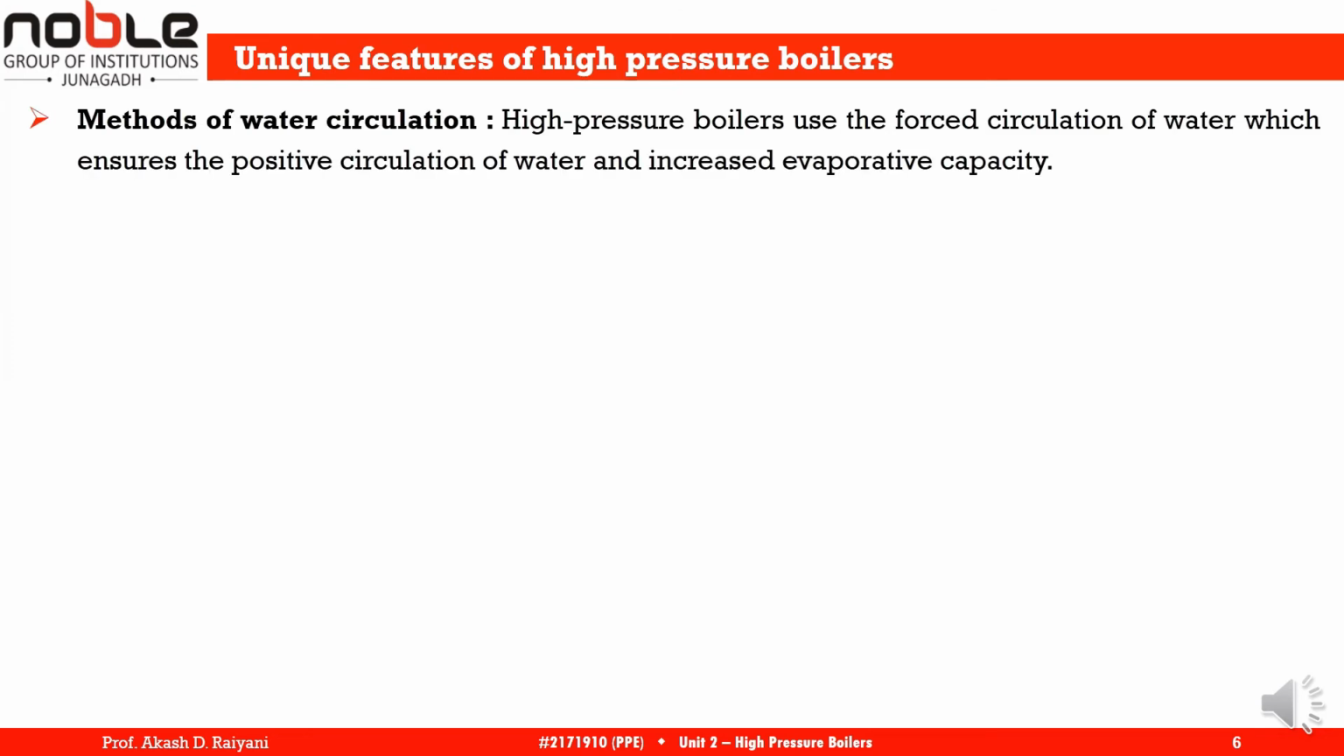Next one is unique features of high pressure boilers. There are three main unique features of high pressure boilers: methods of water circulation, types of tubing, and improved method of heating. Let us start with the first unique feature, which is methods of water circulation. Generally, there are two methods of water circulation, natural water circulation and forced water circulation.